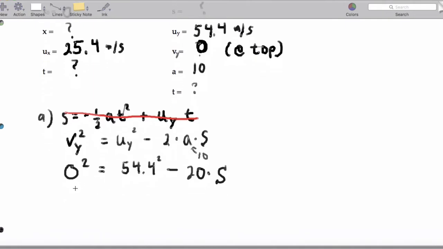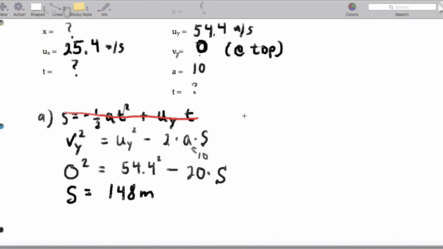Now I'm going to skip some algebra here. When we solve for s, it's going to be 54.4 times 54.4, and then we're going to divide that by 20, and that's going to give us 148 meters up into the air.